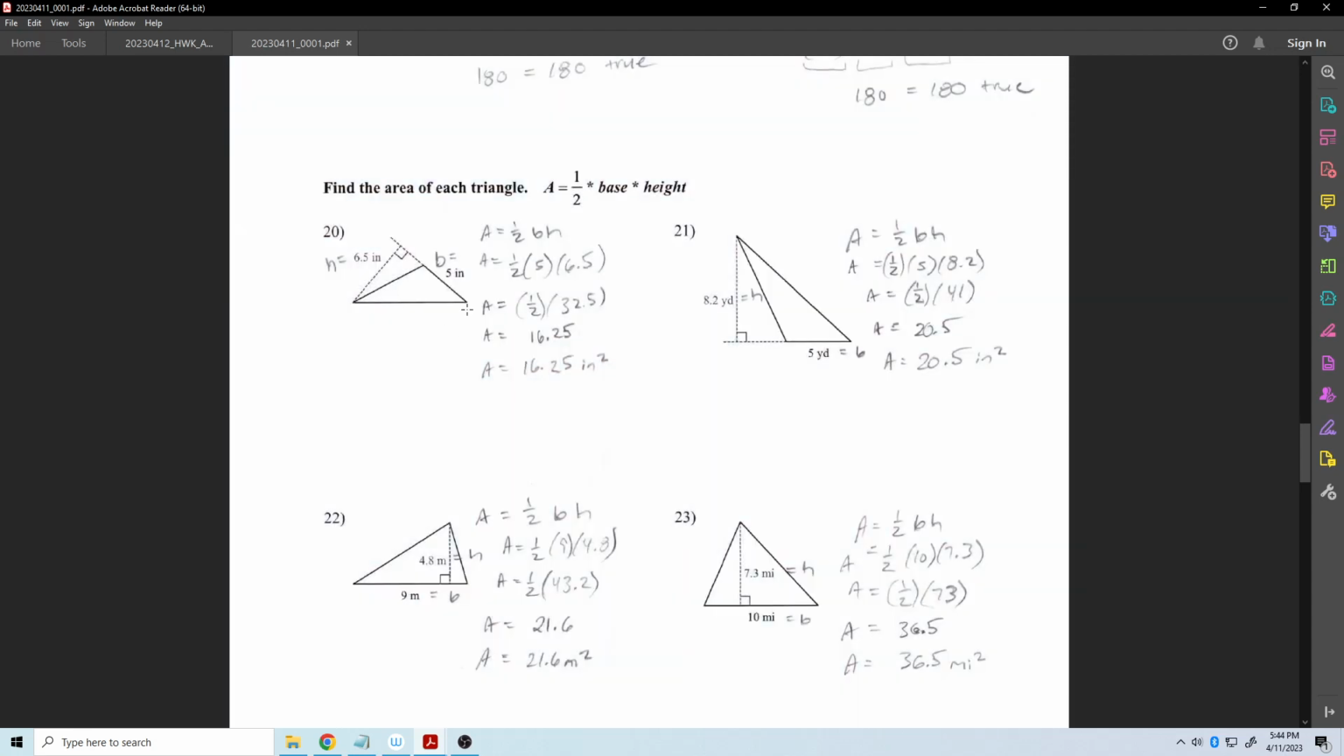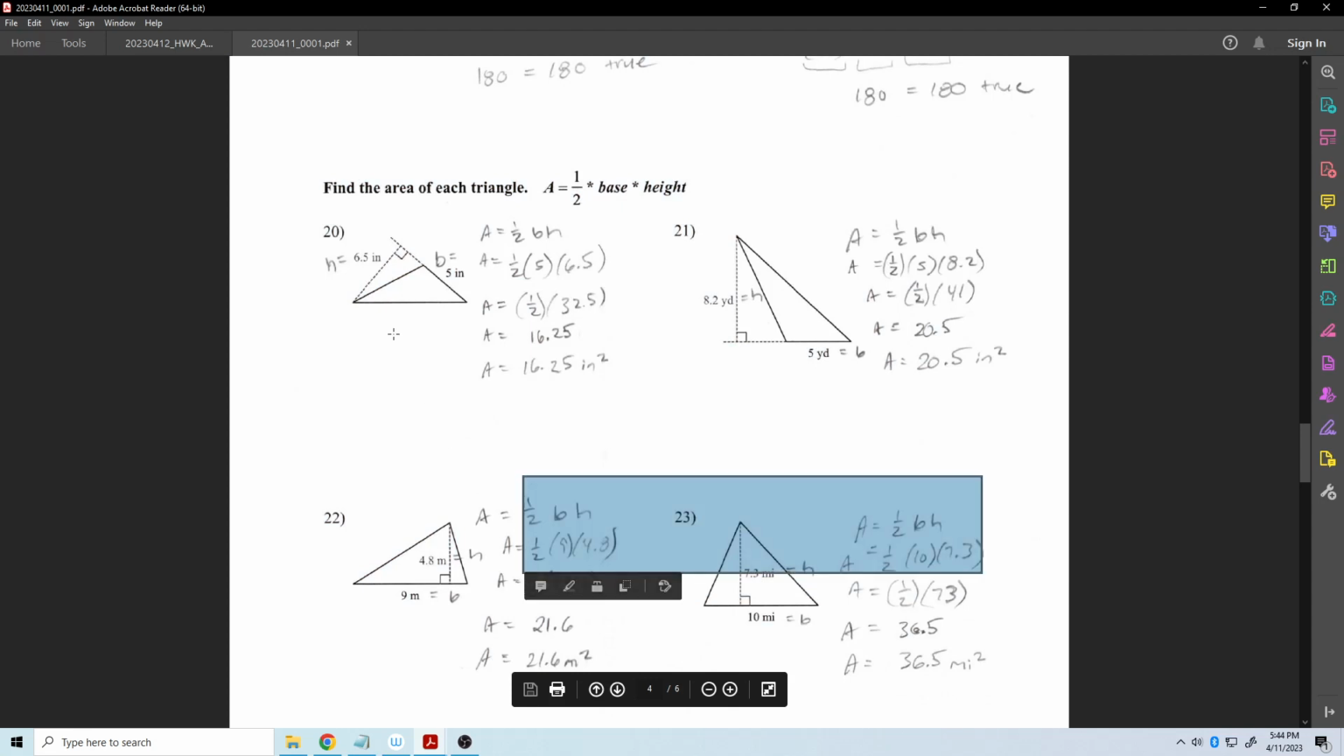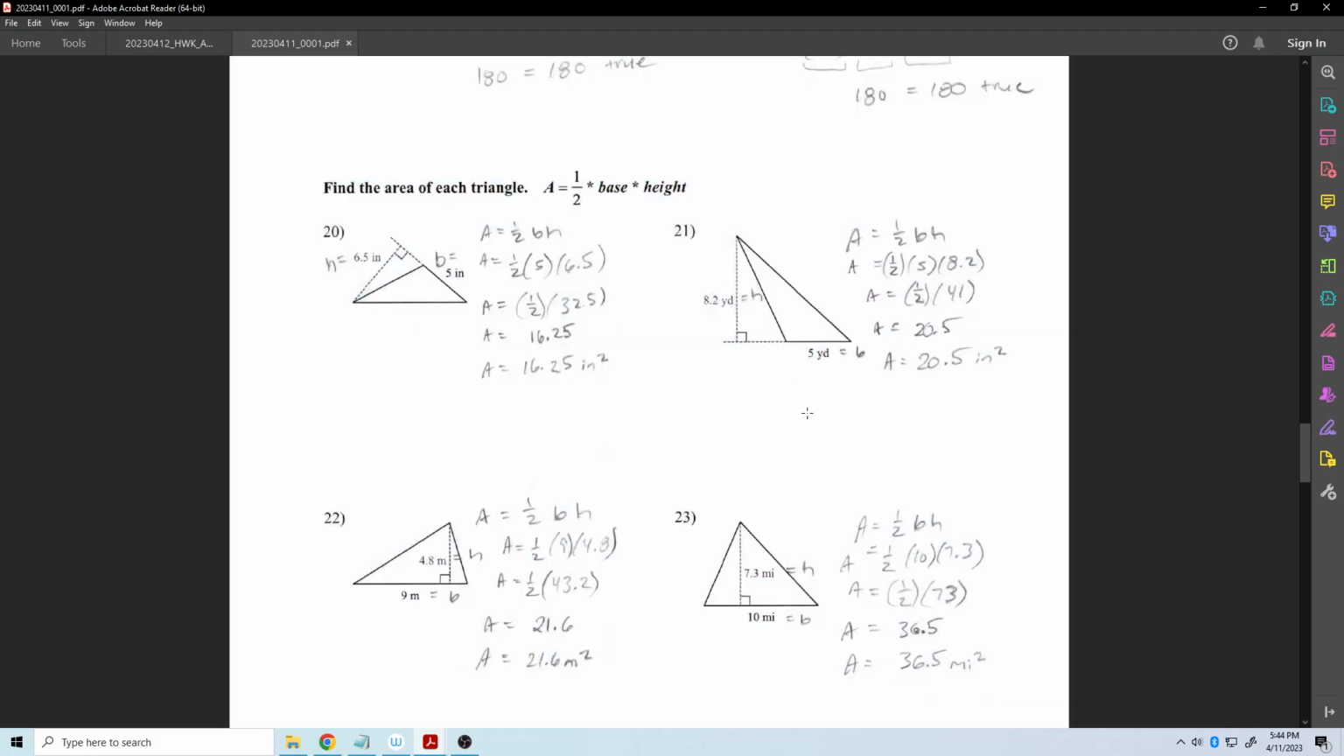The biggest thing you've got to recognize is what is the height, what is the base? Let me explain that by looking at 23 first. That's the more intuitive one. A lot of students get that one, but when they see a diagram such as 20 and 21, it may not be as immediately obvious.